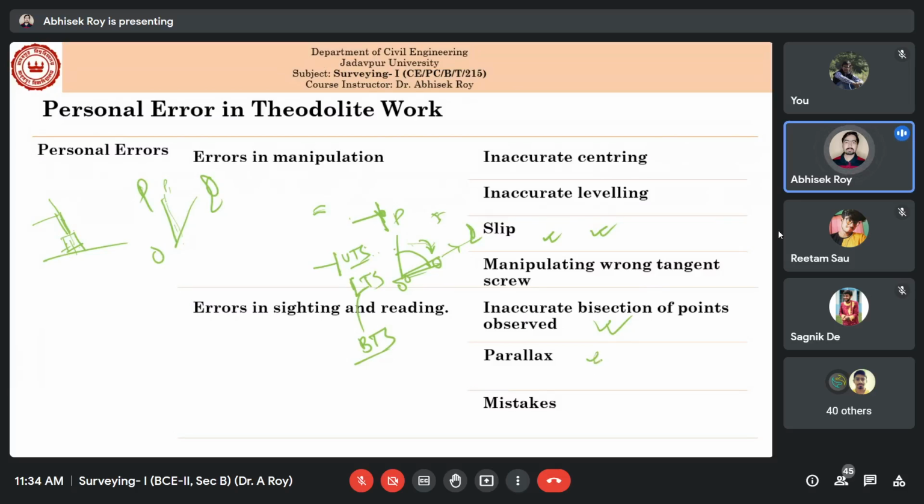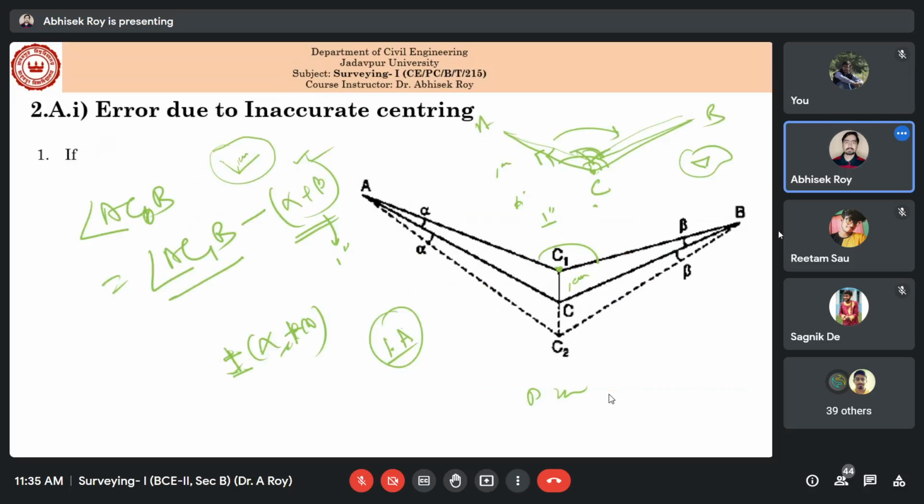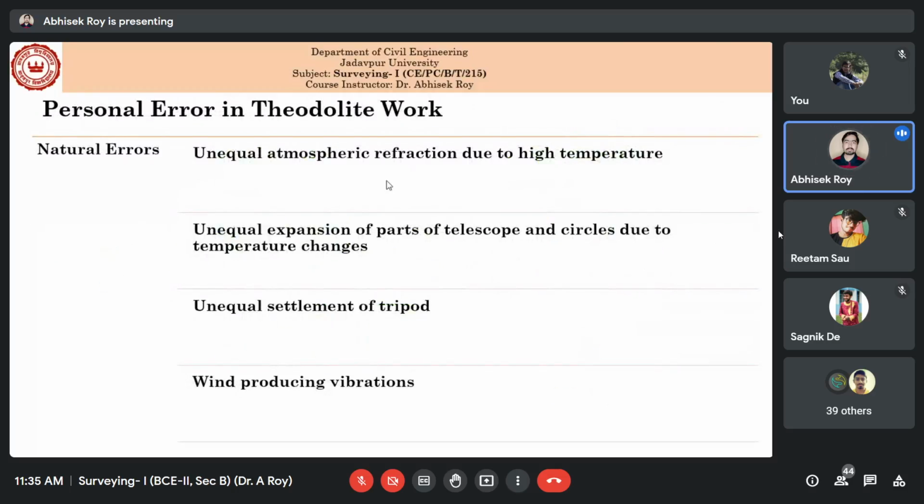Then you have to remove the parallax error, because the objective and eyepiece should be properly focused. If it is not properly focused, then parallax error can be there, and this also comes in the temporary adjustment, and you have to do the temporary adjustment properly. Then also mistakes: if you are making some kind of mistake in taking the measurements or writing the readings, this kind of error can be there. Then there is, sorry, this is not the personal error, natural error.